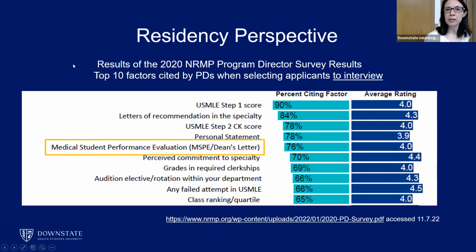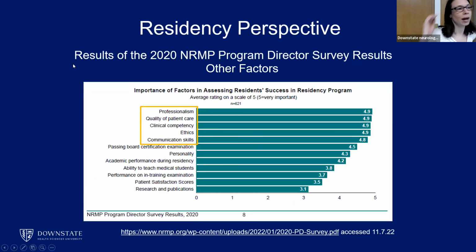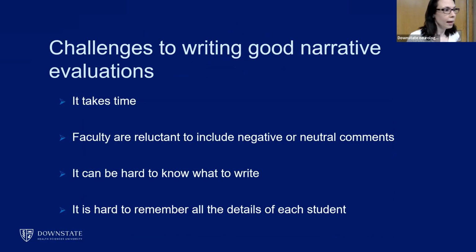And then these same residency directors were asked this important question, which is what determines if this candidate is going to be a successful resident? And you can see these top 5, the most important factors, are professionalism, the quality of the candidate's patient care, the clinical competency, their ethics, which is professionalism, and their communication skills. So this is just like what Christine was saying. And I highlighted this because we're actually going to come back to it. But please remember, these are the things that the residency directors have determined to be the most important for them.